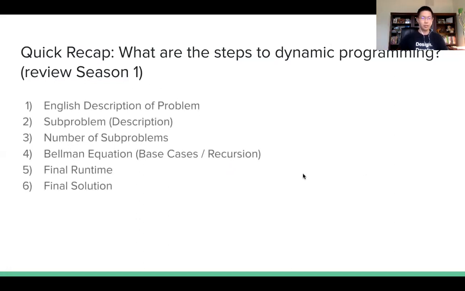You have the English description of the subproblem, the number of subproblems, the Bellman equation with usually some base cases and recursion, the final runtime, and the final solution. Dynamic programming is a tricky topic, so if you don't remember how it works, go on to LeetCode if you want to code it out, or read CLRS, or even Gayle Laakmann McDowell's CTCI, or check out my boy Tushar Roy and see his awesome algorithms episode. It'll be in the description.